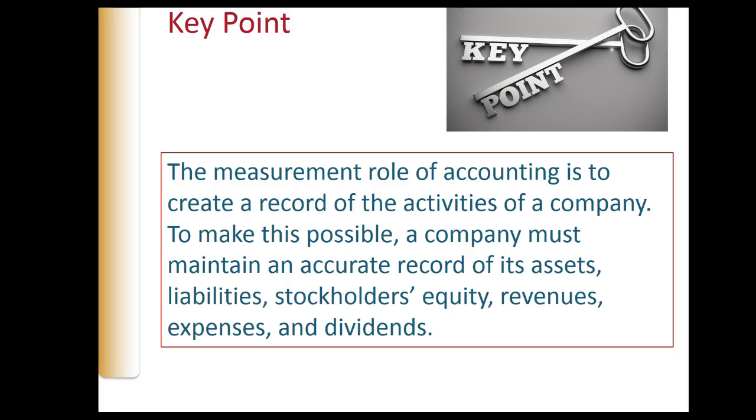So we're going to have some of these key points throughout the course. The measurement role of accounting is to create a record of the activities of a company. To make this possible, companies have to maintain clear and accurate records of its assets, of its liabilities, of its stockholders' equity, of any revenues the company brings in, of the expenses, and lastly, of the dividends. So they've got to keep accurate records of this. When there are business activities that are being performed, it's important that companies keep documentation and substantiate exactly every transaction that happens in a business.